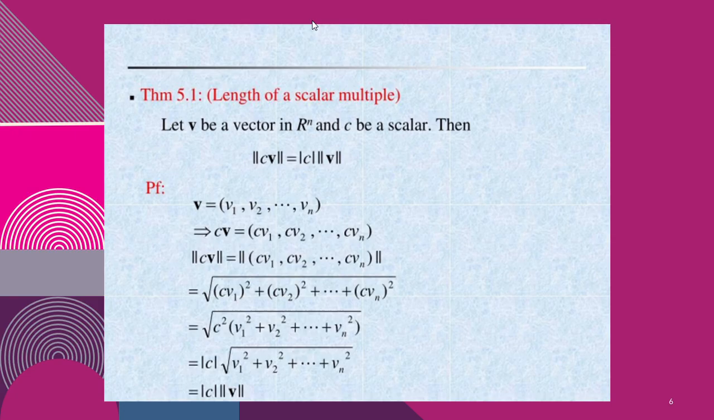When we square each number to find the length, that c also gets squared. We can pull c squared outside the square root, which turns into the absolute value of c. What is left inside is exactly the original length of v. So we end up proving that the length of cv is the absolute value of c times the length of v.